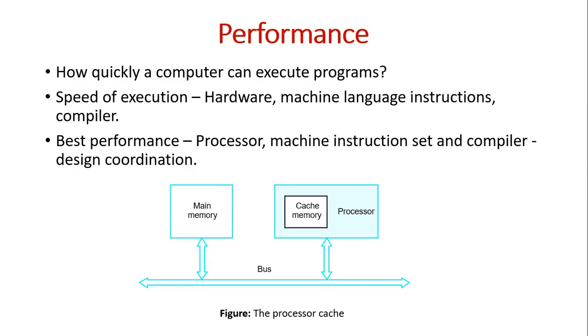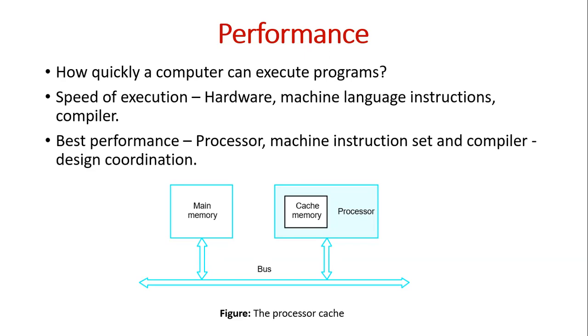With respect to performance, the speed of execution of programs is very important. We measure the performance of a computer on that basis, like how quickly a computer can execute programs. Based on that, we say whether the performance is high or low. So how to measure that? What are the various metrics available to measure the performance of the computer? That's what we are going to discuss in this lecture.